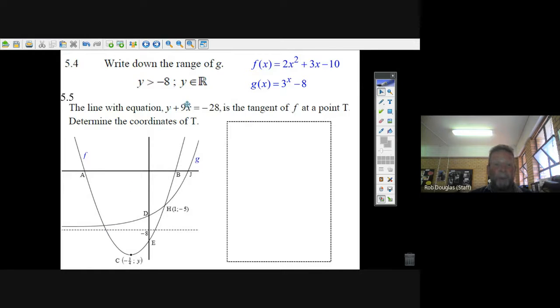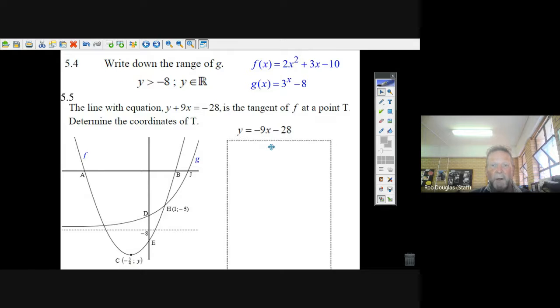Well, what you have to do is put this line in the form mx plus c, so you can look at the gradient. And tangent, we know how to find tangents using calculus. We find the derivative, and the gradient right at that point is equal to the gradient of the tangent there. So what we do is we subtract 9x. Now that -9 is the key.